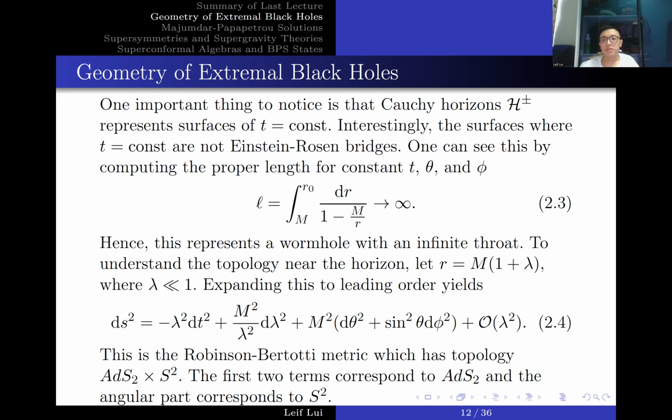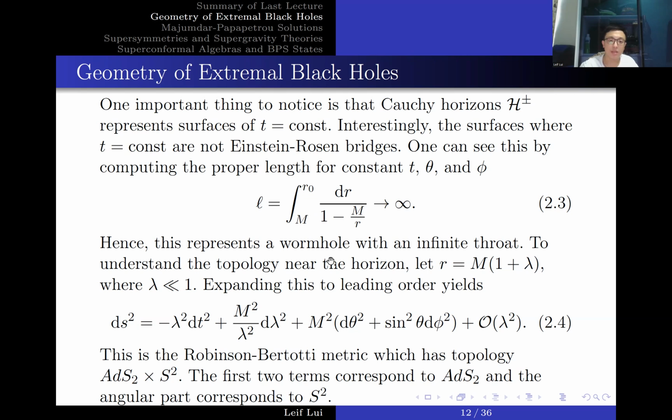However, more interestingly, the surfaces where T is constant are not Einstein-Rosen bridges. One can see this by computing the proper length for constant T, theta, and phi, and we find that this proper length diverges. Thus, this represents a wormhole with an infinite throat. To understand the topology near the event horizon, we can let R equal M times (1 plus lambda), where lambda is some small parameter, and compute this to leading order.